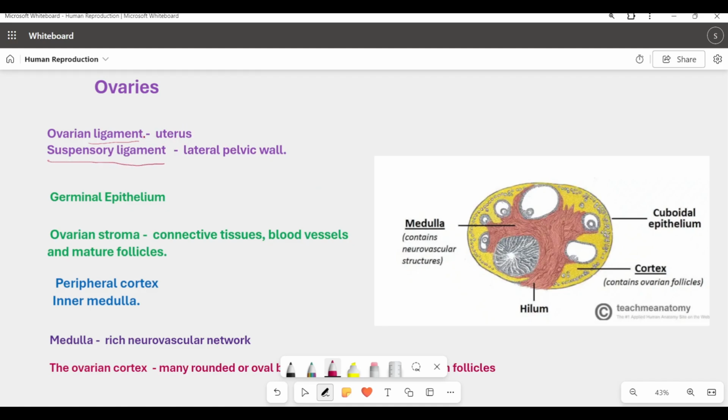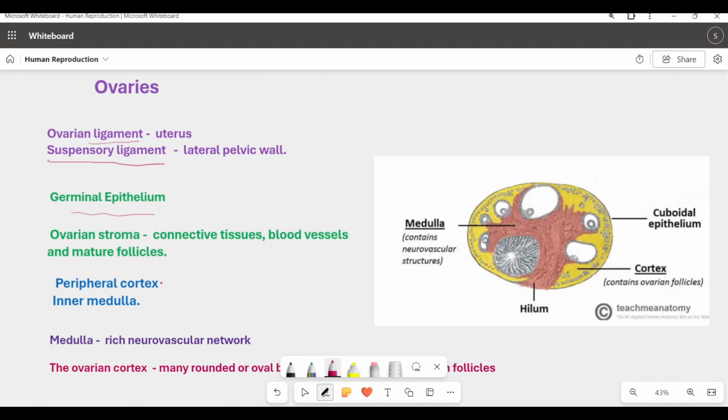So to the uterus it is attached with the help of the ovarian ligament, and to the pelvic wall it is attached with the help of the suspensory ligament. If you look at a section of a single ovary, you can see that the outermost layer is made of germinal epithelium, and inner to the germinal epithelium is the ovarian stroma. So this entire thing we call the ovarian stroma. In the ovarian stroma, you can find a lot of connective tissues, blood vessels and mature follicles.